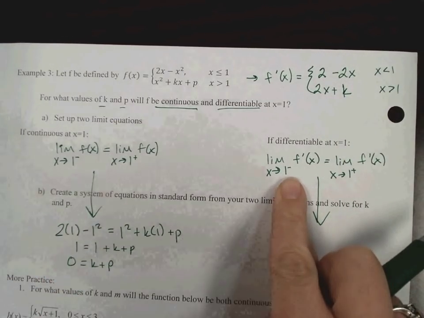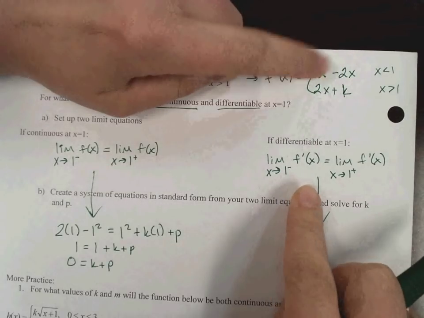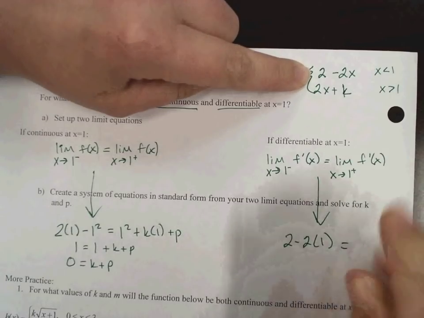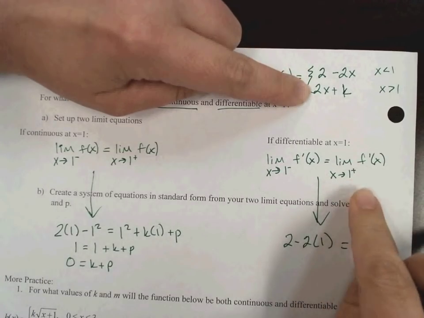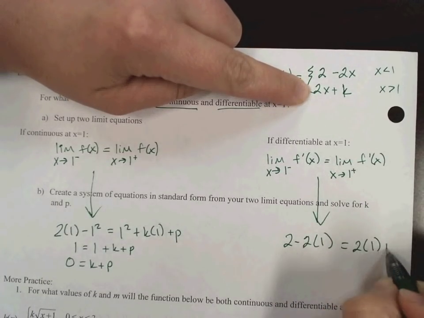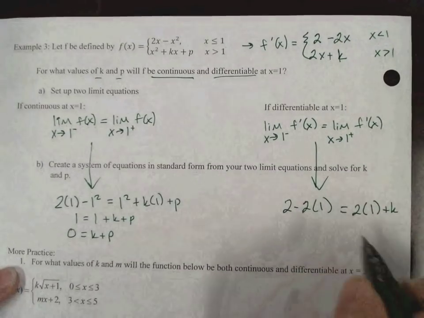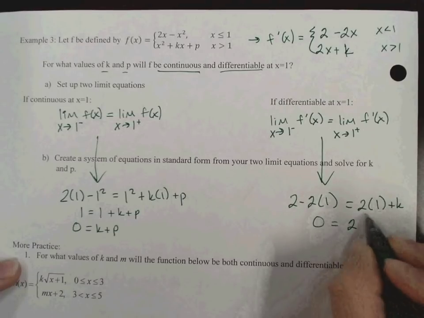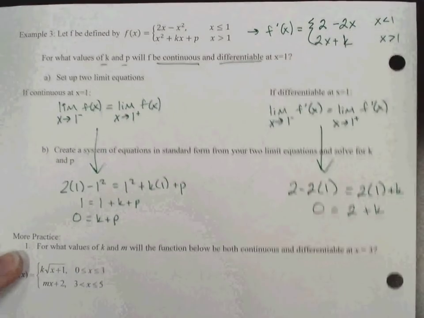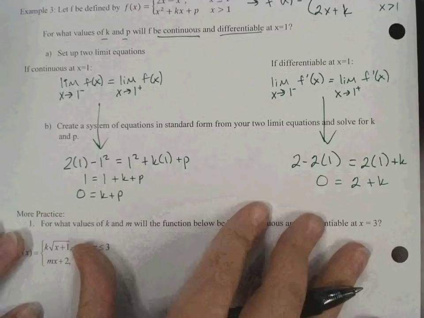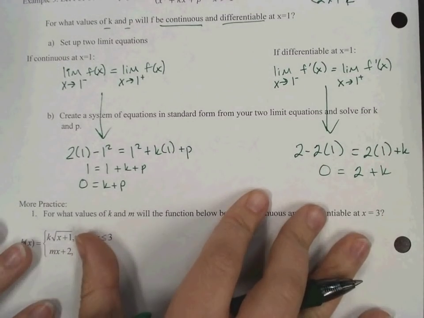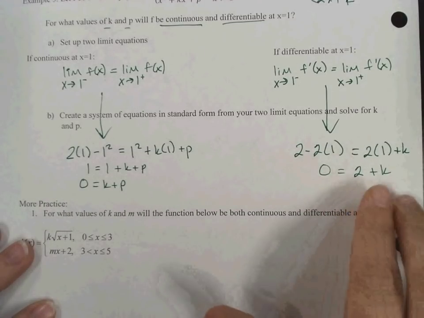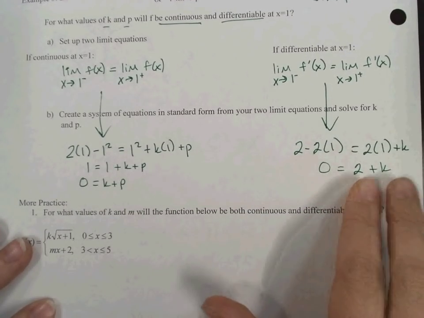All right, so now when I find the limit from the left at 1, I plug 1 into the x values up top, so 2 minus 2 times 1 equals the limit from the right at 1, so that'd be 2 times 1 plus k. And then clean that up: this becomes 2 minus 2, which is 0, equal to 2 times 1, so 2 plus k. Okay, and so now we are ready to solve for k and p.